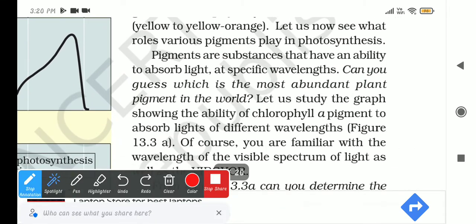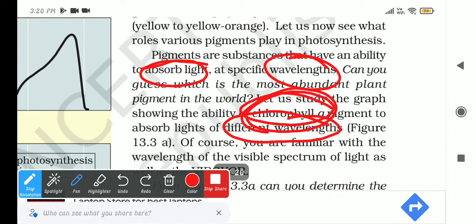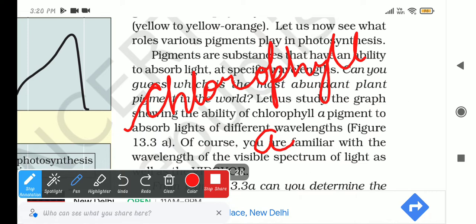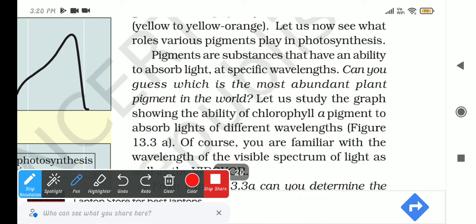Pigments, what are pigments? These are substances which have the ability to absorb light. They have the ability to absorb light at specific, different wavelengths. Chlorophyll A shows the ability to absorb light of different wavelengths. Which pigment? Chlorophyll A. Okay, chlorophyll A, keep it in your mind.